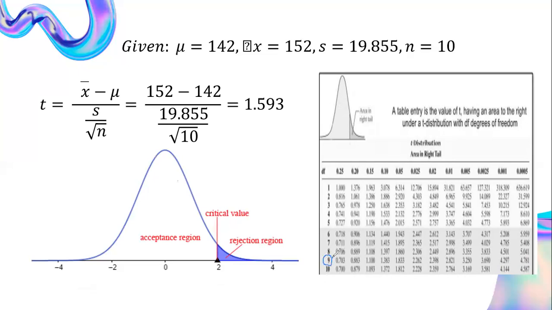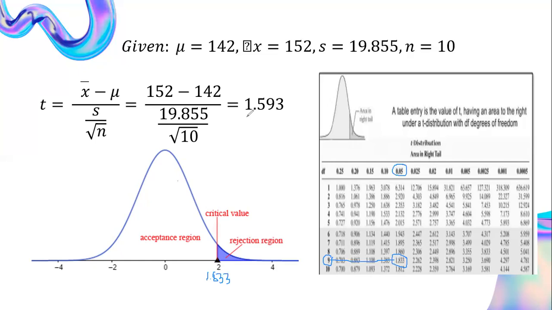And using the level of significance, let us assume that the level of significance is 0.05. Then finding the intersection of 9 to that of the 0.05, this is the 0.05 level of significance. Then your critical value is 1.833. So meaning this boundary is equal to 1.833.